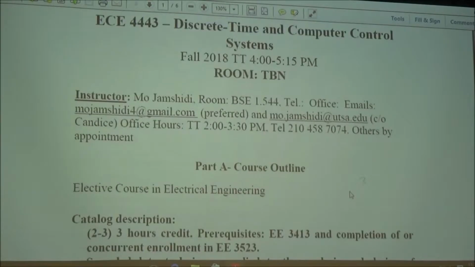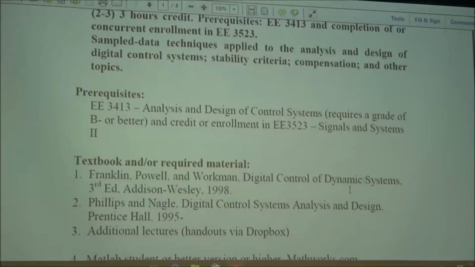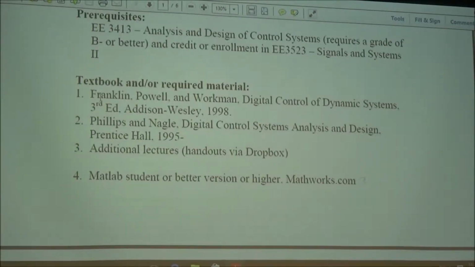And as I mentioned, we will have 2 books, Franklin, Powell and Workman in 1998, and Phillips and Nagel in 1995. These books, both of them, are rather old, but the concepts are really the same as we have today, except for the speed of the clock in the computers and speed of conversion and sampling rates. We'll go over that later on.